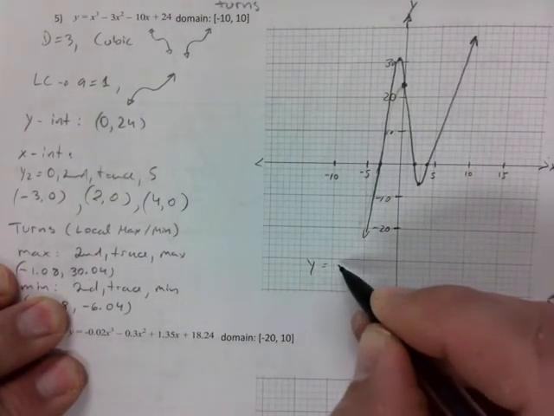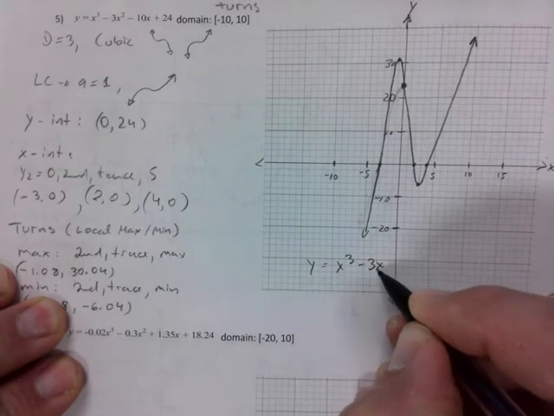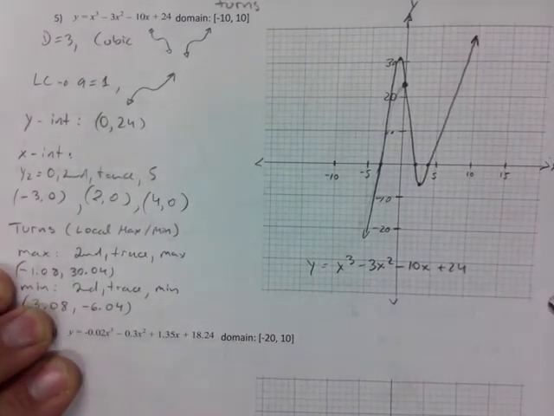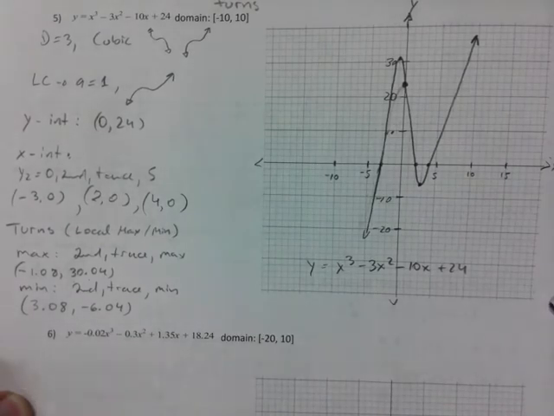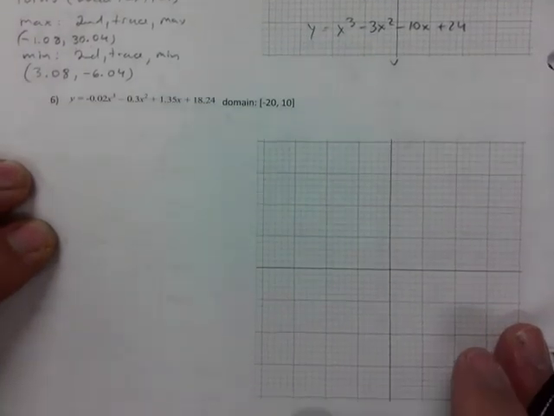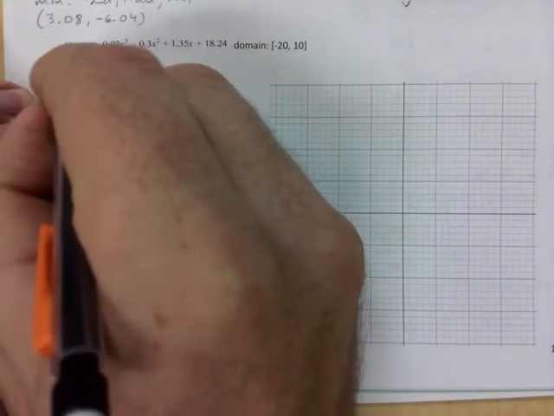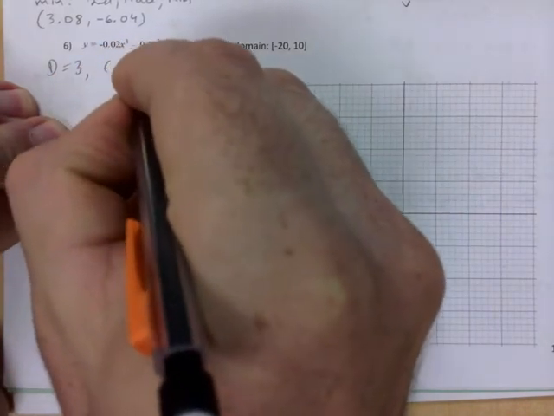And this could be f of x, it could be anything. Most of these examples, if not all, are just y equals, but there you have it. That's your cubic graph. Okay, one more, and 3 is cubic.